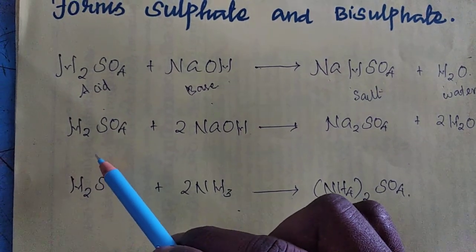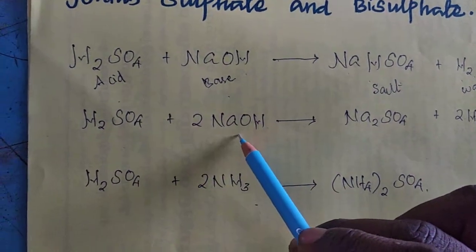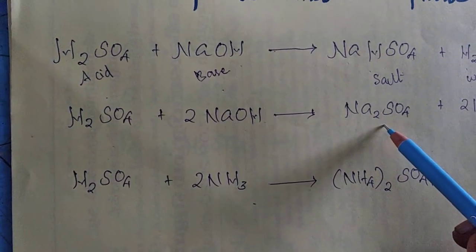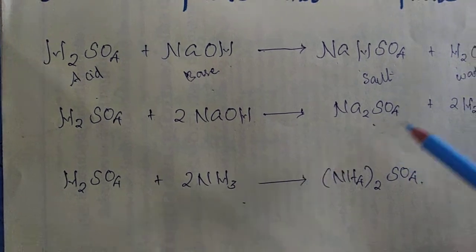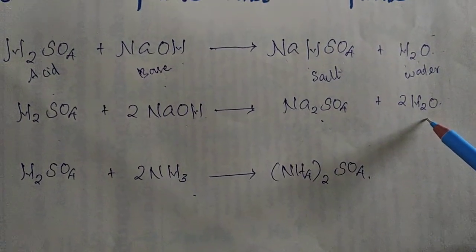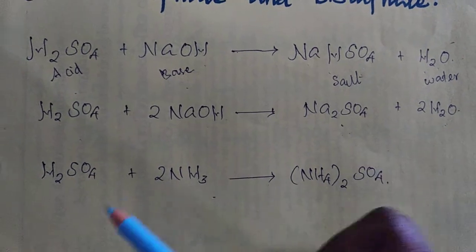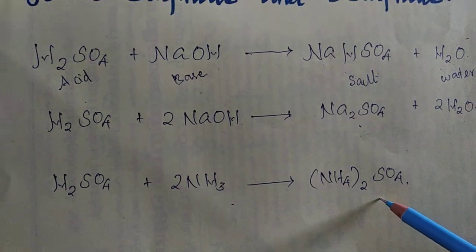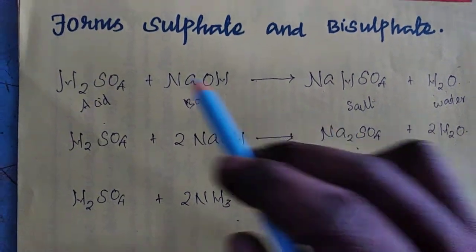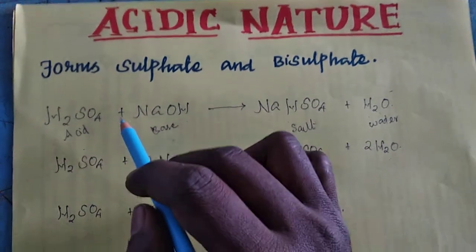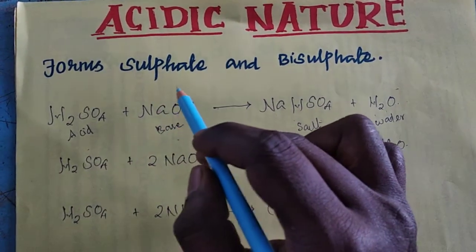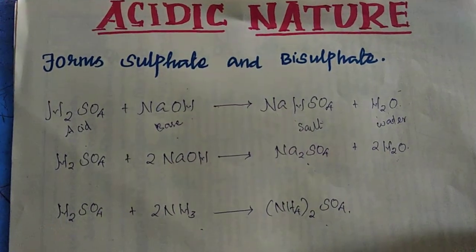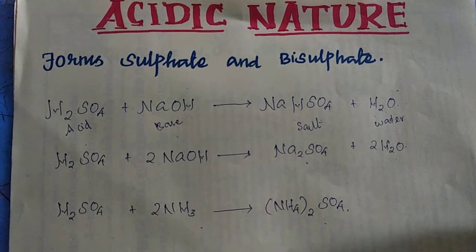Then the second one is H2SO4, when allowed to react with sodium hydroxide, it results in the formation of sodium sulfate, that is Na2SO4. It is also a salt along with a water molecule. So salt and water. The next, sulfuric acid on reaction with ammonia results in the formation of ammonium sulfate, a salt. So generally we can say when sulfuric acid is allowed to react with a base, it results in the formation of sulfate and bisulfate. So from this we can confirm the acidic nature of sulfuric acid.